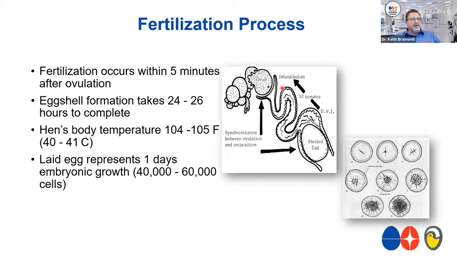Well, of course, from that point, the egg traverses down the oviduct. It takes 24 to 26 hours to complete formation of that egg at a body temperature in the hen of around 104 to 105 degrees Fahrenheit or 40, 41 Celsius. And obviously during that time, we have the temperature sufficient to have the embryo grow. So we have an egg that's laid with 40 to 60,000 cells, possibly more, depending on other conditions. Particularly by the time the egg gets to the hatchery, it may be more than that if you have some pre-incubation. But a laid egg right out of a hen is going to have 40 to 60,000 cells.